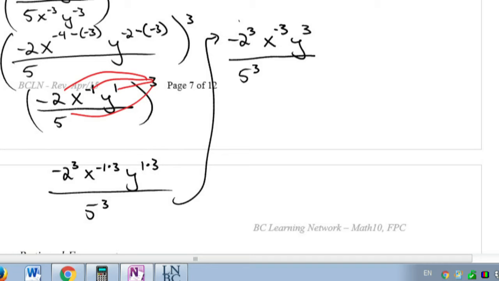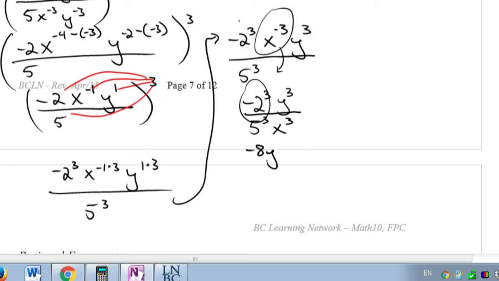Now I can't write my answer with a negative exponent, so I need to bring this guy to the bottom to make it positive. So I'm going to have -2 to the power of 3, I have 5 to the power of 3 on the bottom. I'm going to bring the x to the bottom to make my exponent positive, and I had this y on the top, which was already positive. I could write this as -8y to the 3 over 125x to the 3. That's likely how it's written in the answer. So there you have it.